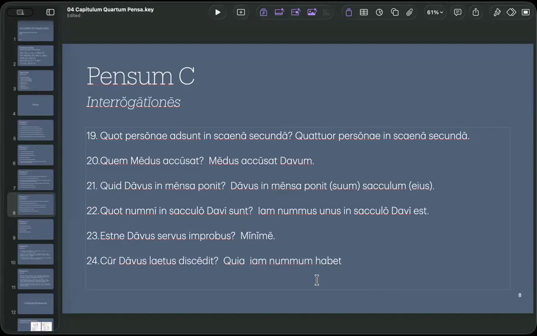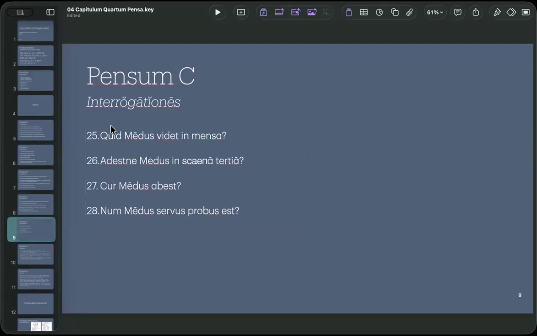Now, I will say Latin word order is very flexible, but Latin grammar, not so much so. So you need the nummum as a coin. All right. Only got a few more here. Quid Davus videt in mensa?